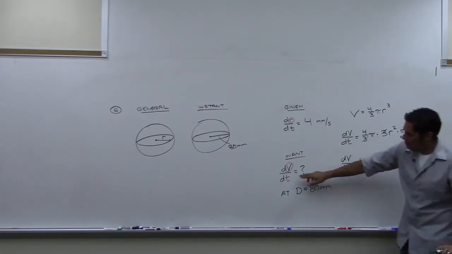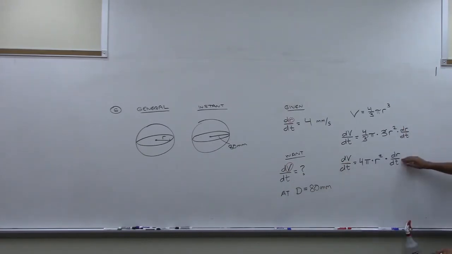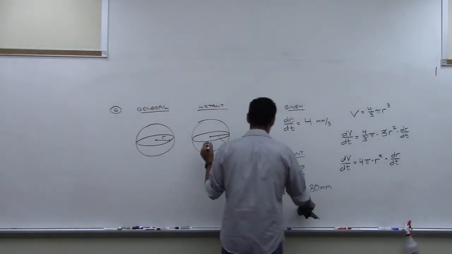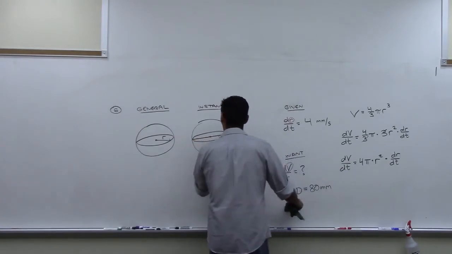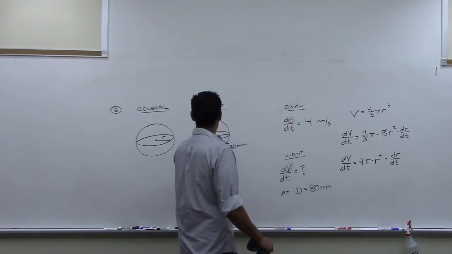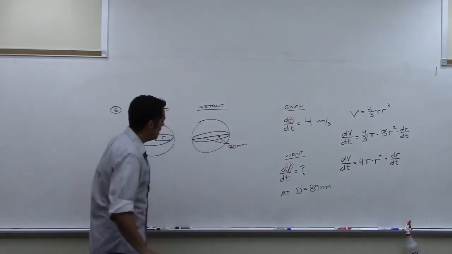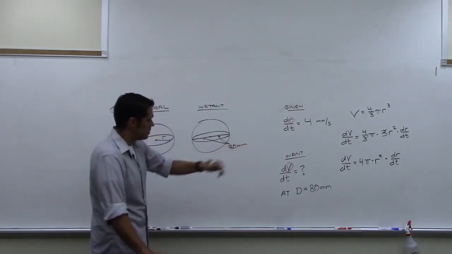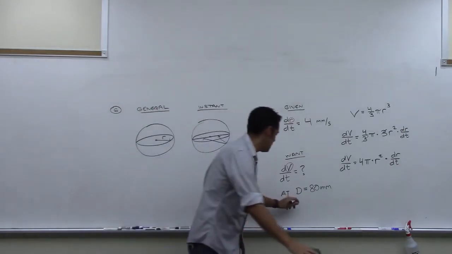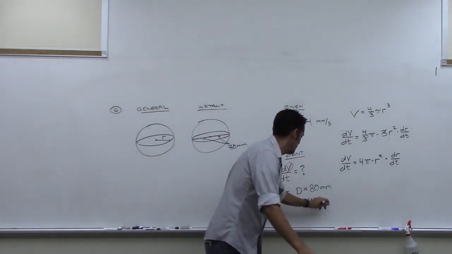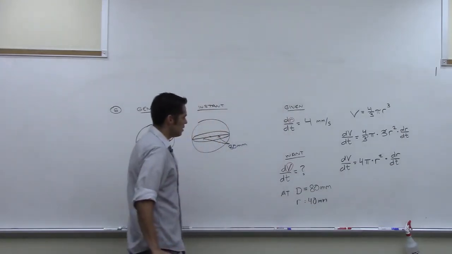dV/dt is what I'm looking for. dr/dt I'm given. But then I also need r. I need the radius at the instant in time. Oh, shoot. I accidentally wrote that. I'm sorry, that was diameter. Diameter straight across. Okay, let me fix that. The diameter straight across was 80. I want the radius. The radius obviously is half the diameter, so the radius is equal to 40 millimeters. So the only thing that was wrong there is my picture.